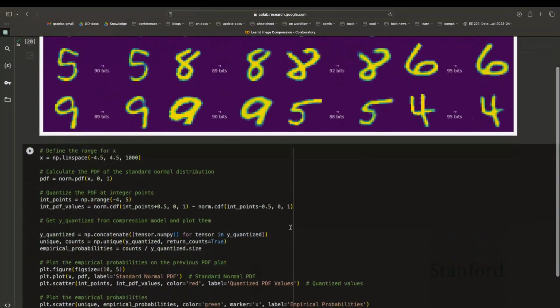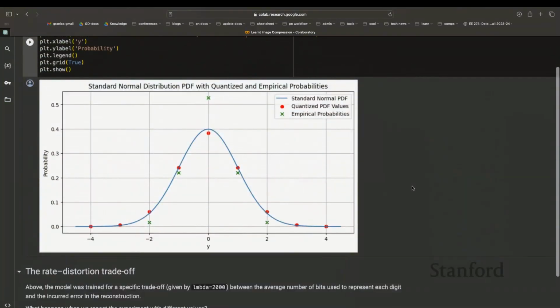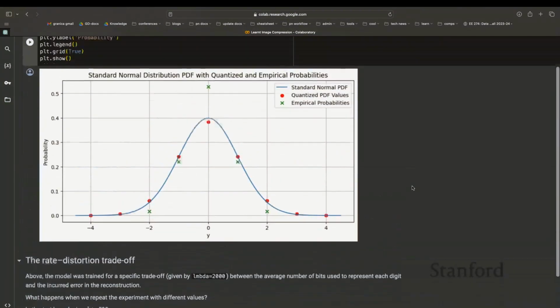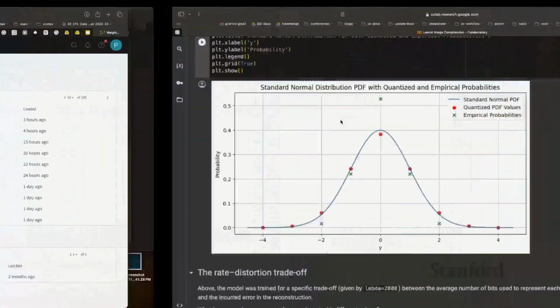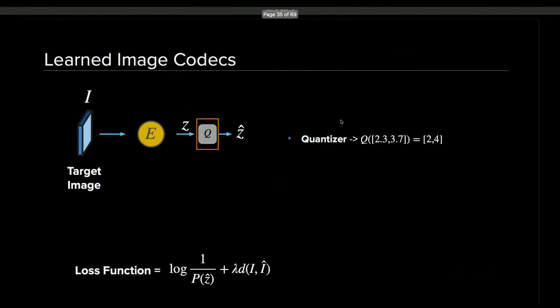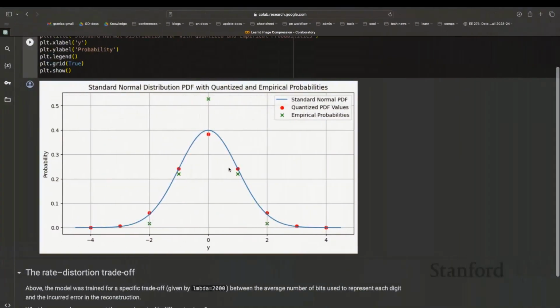The next thing I want to show you, oh yeah, here is the plot. I thought I had it above, sorry. This is the same plot which we looked at in the lecture, right? Just to show you again, here the blue curve is the standard normal PDF, okay?